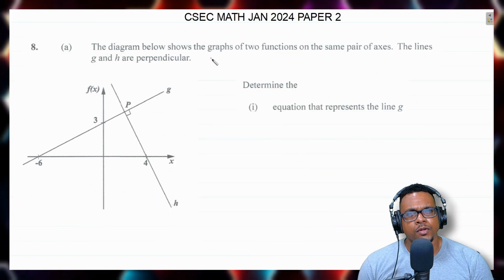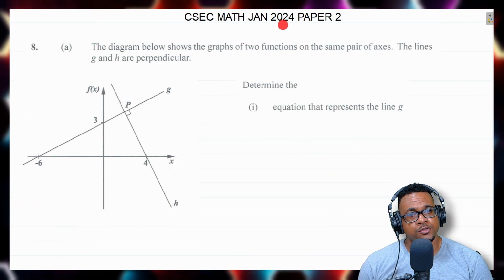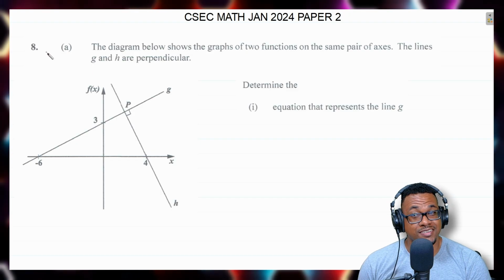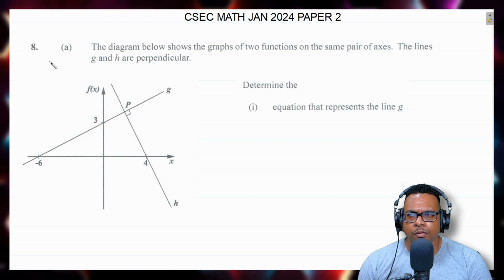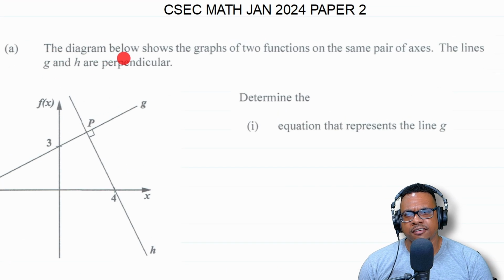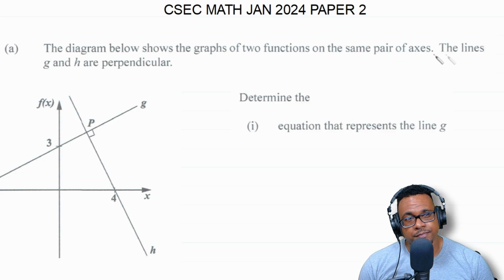In this video, we are going to look at the CSEC Math January 2024 Paper 2, Question 8. So now in Question 8, Part A, we have the diagram below shows the graphs of two functions on the same pair of axes. The lines G and H are perpendicular.